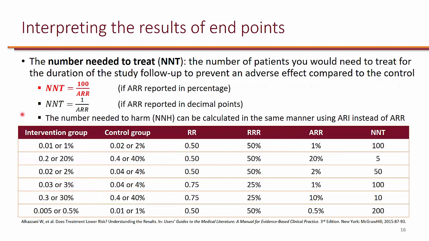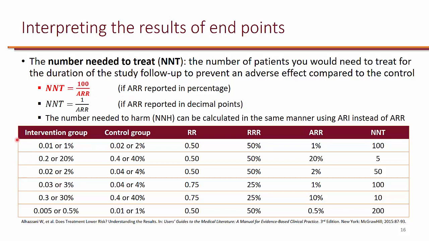The last thing that you need to know in order to interpret the results of endpoints in randomized clinical trials is the concept of number needed to treat, which is basically the number of patients you would need to treat for the duration of the study follow-up in order to prevent one adverse effect, or whatever the endpoint for that particular study was. And the way we calculate number needed to treat is 100 divided by absolute risk reduction.